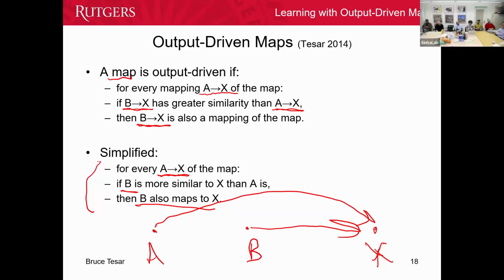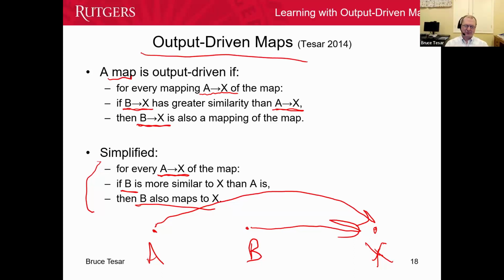Okay, roughly that's the idea of a map being output driven. And formally, there are maps that are output driven. There are maps that are not output driven.